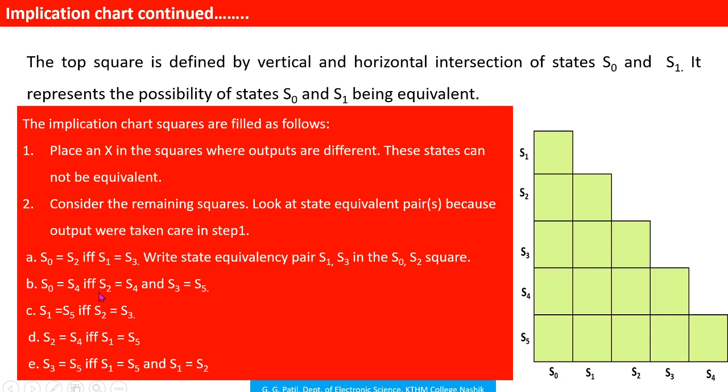S0 is equivalent to S4 if and only if S2 is equivalent to S4 and S3 is equivalent to S5. S1 is equivalent to S5 if and only if S2 is equivalent to S3. S2 is equivalent to S4 if and only if S1 is equivalent to S5. And S3 is equivalent to S5 if and only if S1 is equivalent to S5 and S1 is equivalent to S2. So in this way all the state squares are to be checked and accordingly we fill the values of implied state pairs.